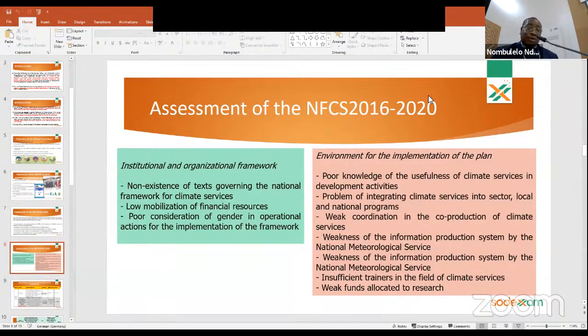When we assess the former national framework, we have a non-existence of text governing the national framework for climate services, the low mobilization of financial resources, and the poor consideration of gender in operational action during the implementation. Also, we have a poor knowledge of the usefulness of climate services in developing activities, the problem of integrating climate services into sector, local, and national programs, and weakness of the information production system by the National Meteorological Service. And finally, weak funds allocated to research.